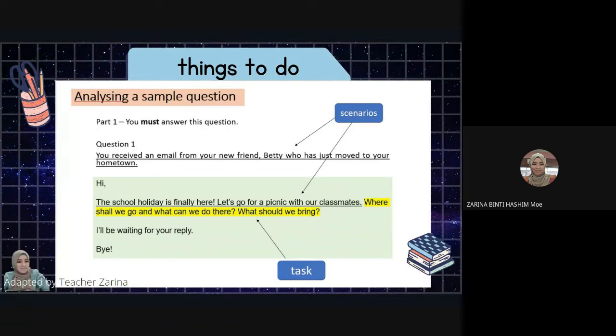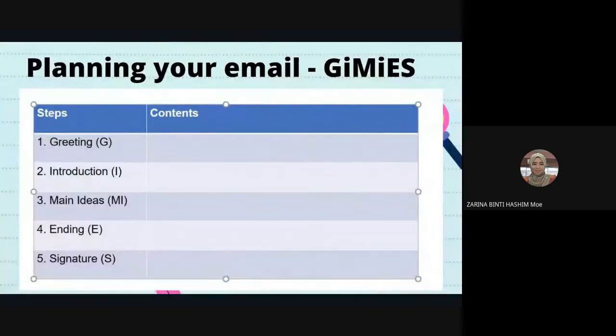Okay, this is what your planning should be for your part 1. I think I've mentioned this in class, but just to remind you as your revision. For part 1, always remember this technique. I always introduce this technique for part 1. So what is the technique? The technique is GIMIS.